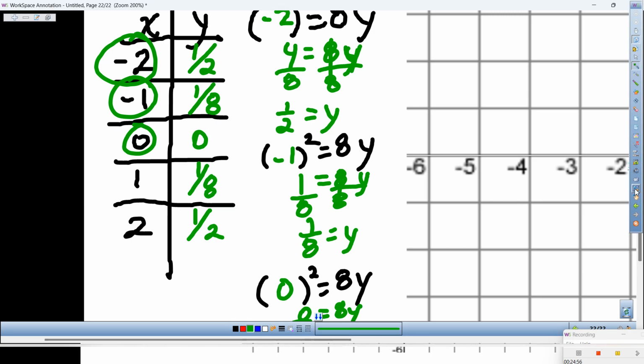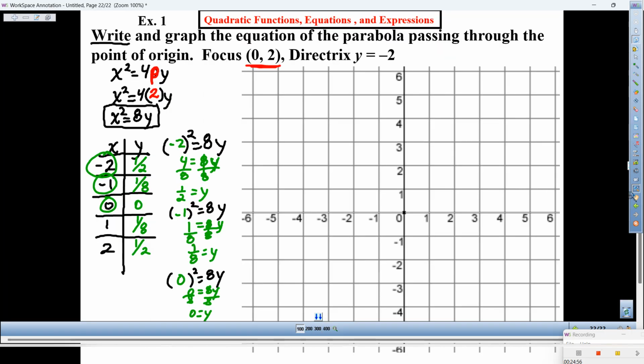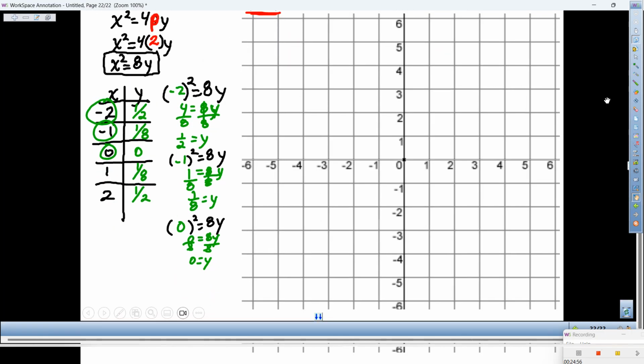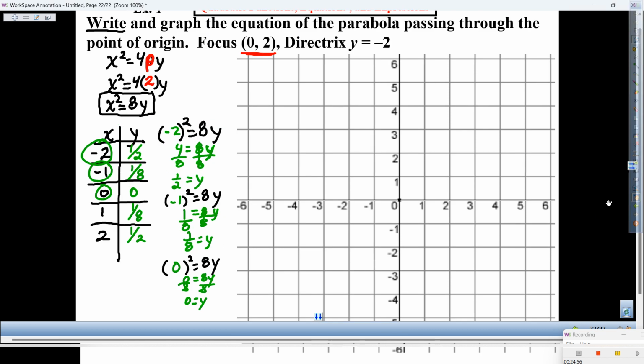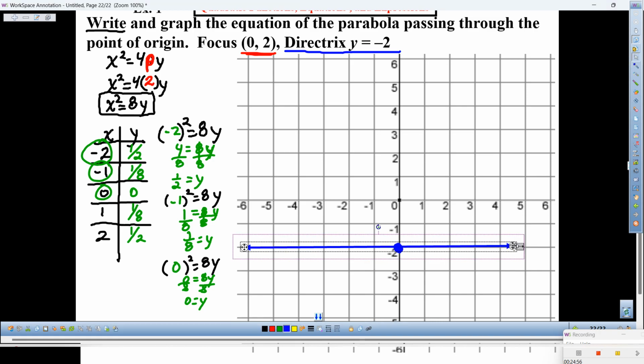All right, let me zoom out and let's graph this. Here we go. We're starting off, look up, with the directrix in blue. Do you have blue? Get that in front of you. Directrix y equals negative 2. So we go to negative 2 of y, which is down here. And a directrix is a straight line. Label that directrix.